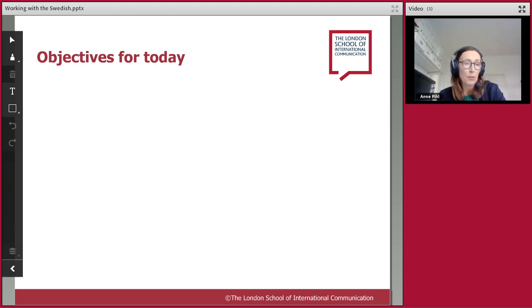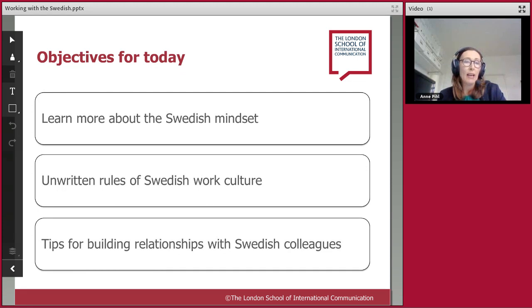So our objectives for today are to learn more about the Swedish mindset, some unwritten rules of Swedish work culture, and also tips for building relationships with Swedish colleagues. I hope you will get some actionable insights that you can take with you today that will make working in Sweden or working with Swedes a little bit easier.